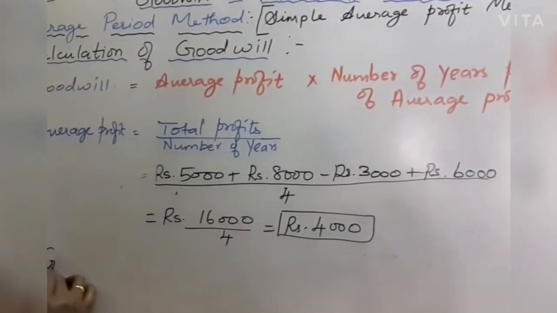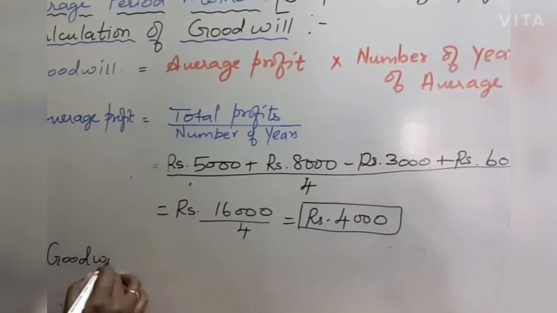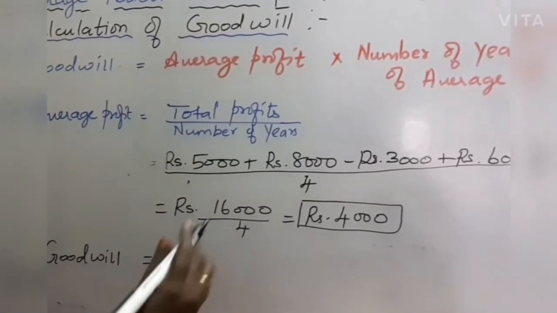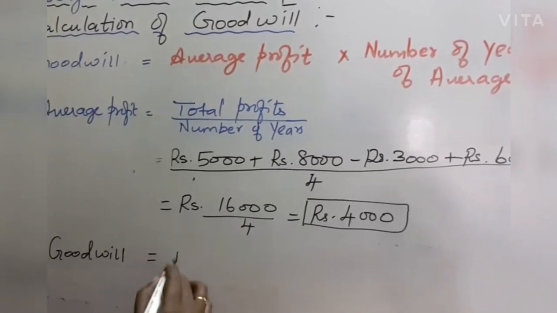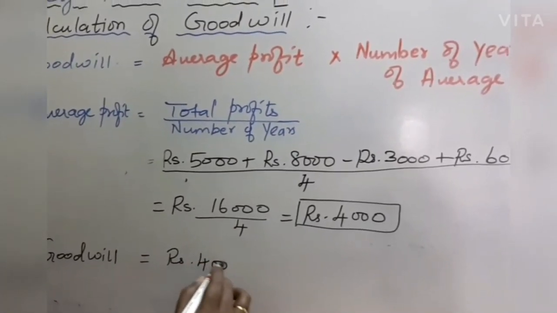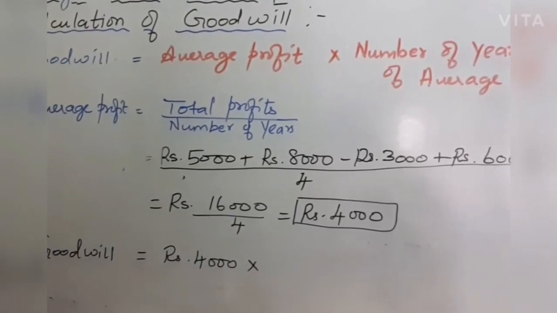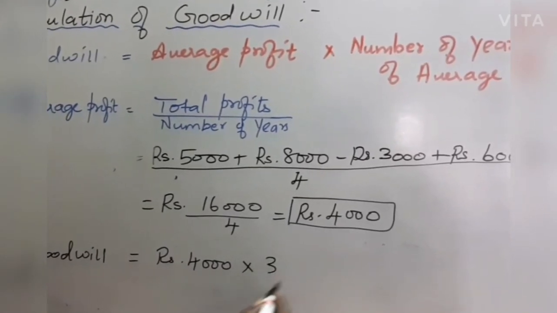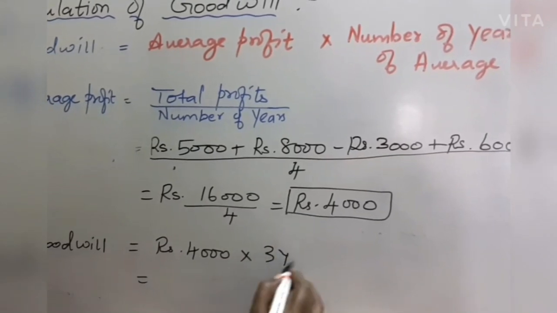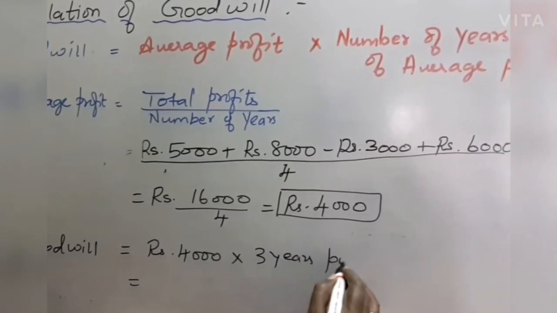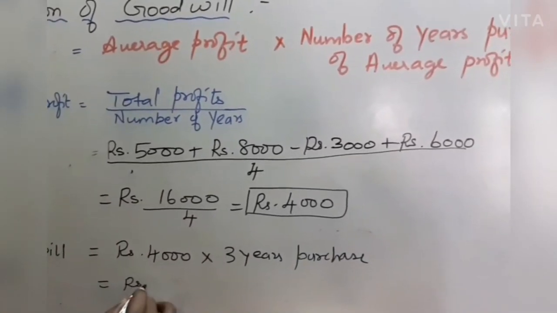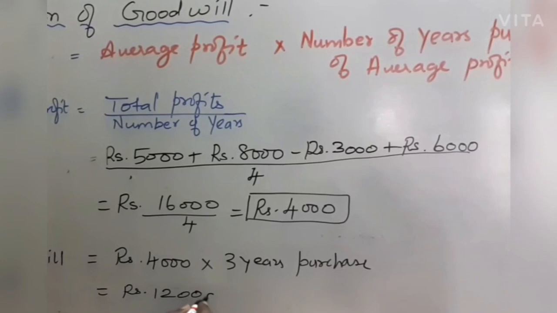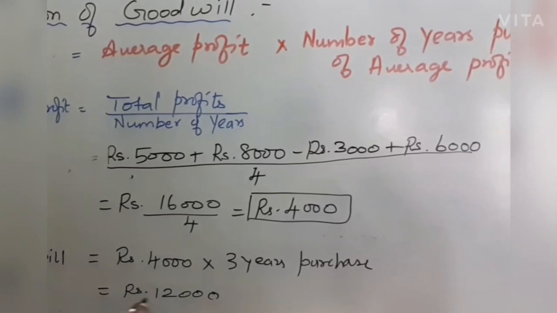Now you want to find the goodwill. So goodwill is equal to, you want to substitute this amount in the goodwill formula. You got me, students? So rupees 4000 into how many years purchase you are having? 3 years purchase. So that is equal to, you can write 3 years purchase. So next the answer will be rupees 12,000, isn't it? So this is your goodwill, children. Hope you understood this sum.